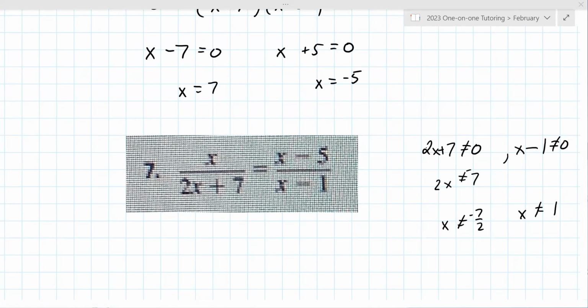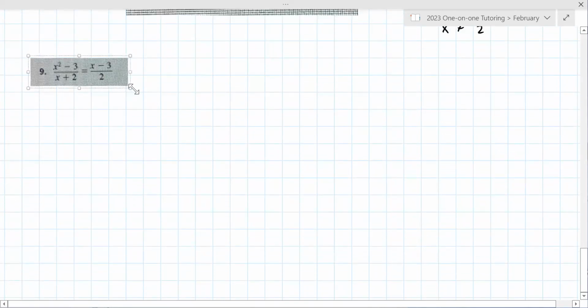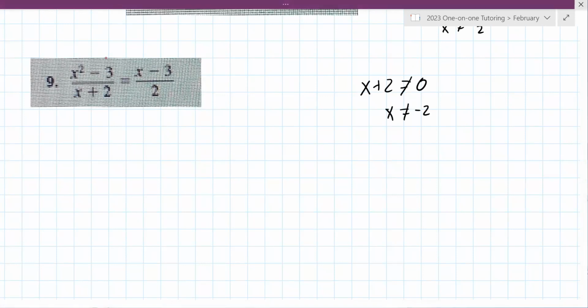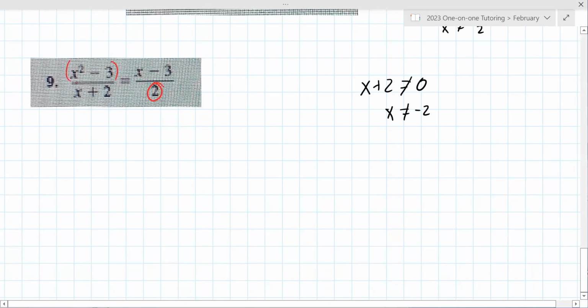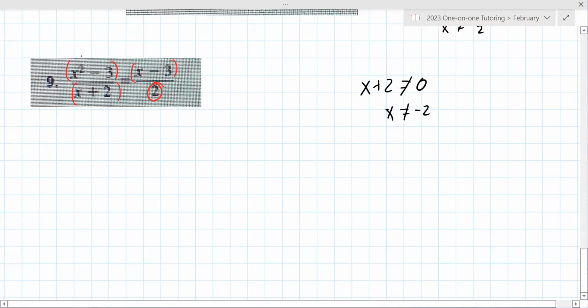All right, so let's look at number 9, have you do a bit more of the work on this one. But for number 9, in terms of your exclusions, you do set x plus 2 not equal to 0, the left bottom. The right bottom does not have an x, so you don't have to look for an exclusion. But what I'd like you to do is take that 2, multiply it by the x squared minus 3, x plus 2 times x minus 3. And let's get that far. Go ahead and work that out. We'll see what you come up with when you cross multiply.